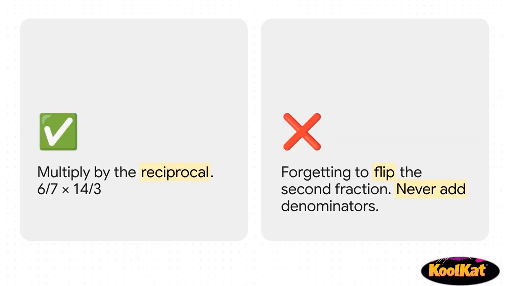Now listen up, because this is so important. The GED test makers, they count on you making simple mistakes under pressure. The biggest trap by far is forgetting to flip that second fraction. Another really common error is trying to add or subtract the denominators, which you never do in multiplication or division. By burning keep, change, flip into your brain, you sidestep these traps completely.